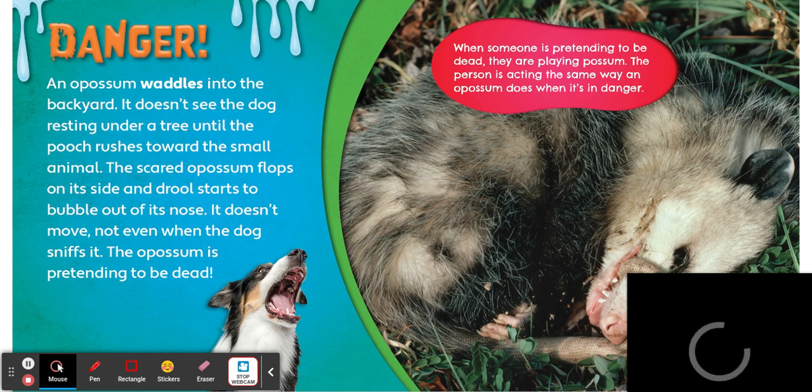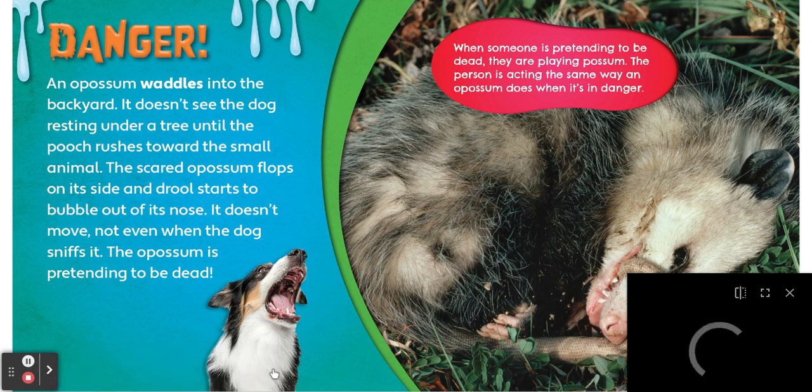All right, looking at this page here, we start off with giant bold-faced orange letters that says danger. Now, what is that called? Correct, that's the heading. And what does the heading do for the reader? Yes, it tells us what we're about to read. So we know that this section is called danger.